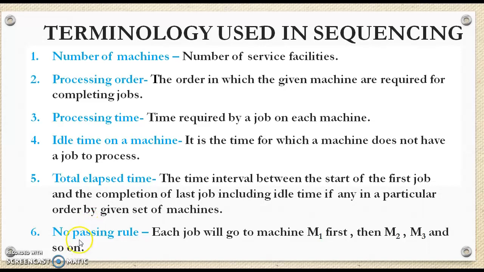And the last one is the no passing rule. That is, once a job goes to machine M1 first, then M2, M3 and so on, the order is maintained. So this is the no passing rule.